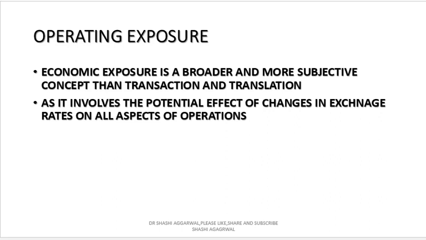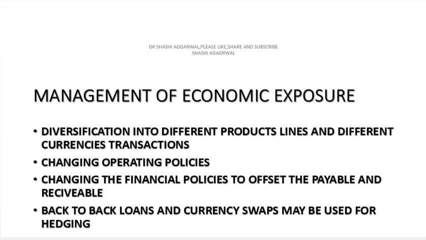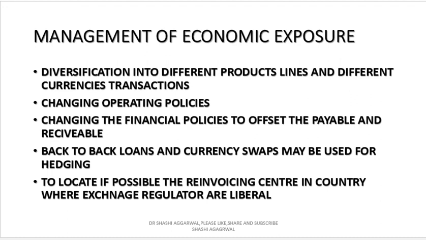Economic exposure is also known as the operating exposure. It is broader, more subjective. It has an impact on all the aspects of the operation. It also affects the value of the organization. So how are we going to manage it? By diversification into different product lines, different currency transactions, changing operating policy, changing financial policy to offset the payable and receivable, getting back-to-back loans and currency swaps, and, if possible, locating the re-invoicing center in a country where the exchange regulators are liberal.